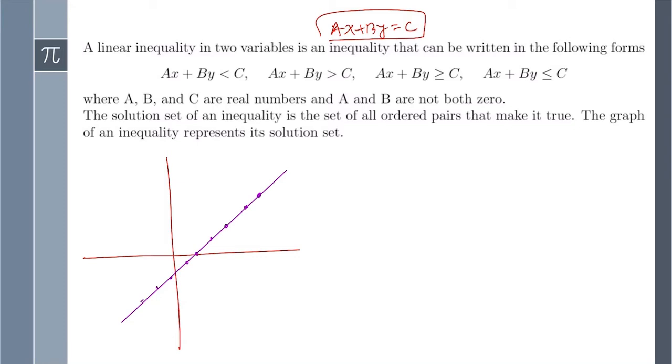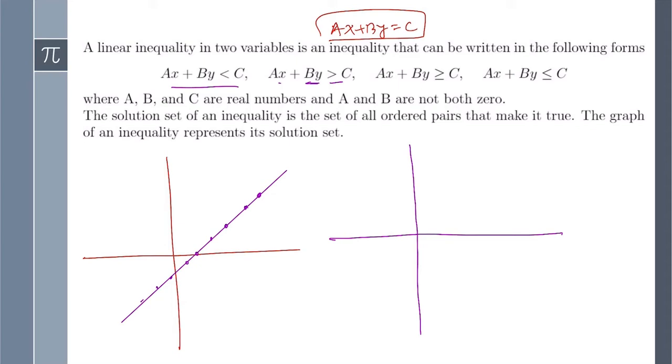Now, when it comes to inequalities, they can be written in any of these four forms. We have ax plus by is less than c, ax plus by is greater than c, ax plus by is greater than or equal to c, and ax plus by is less than or equal to c. When we graph a linear inequality in two variables, the solution would look something like this.